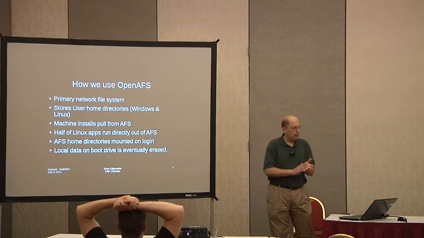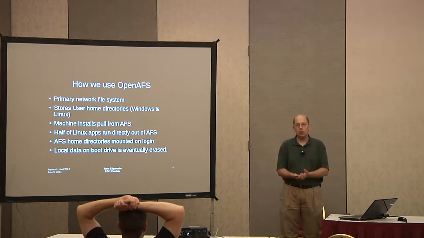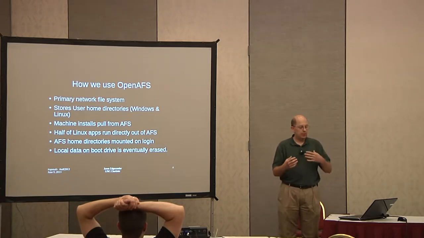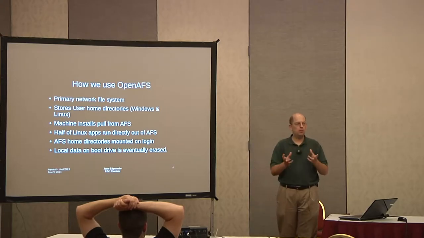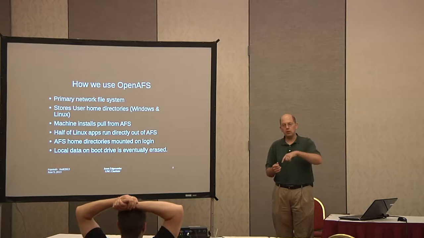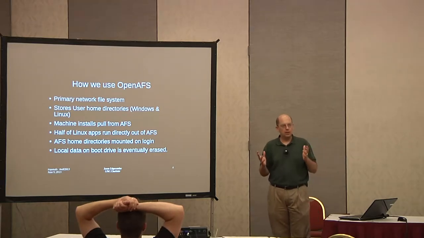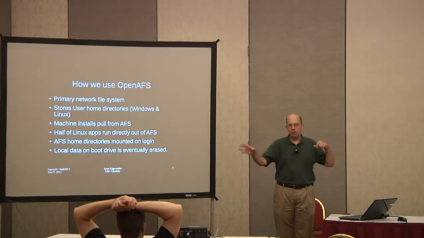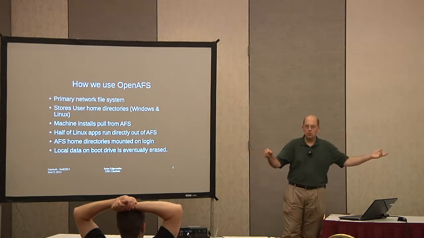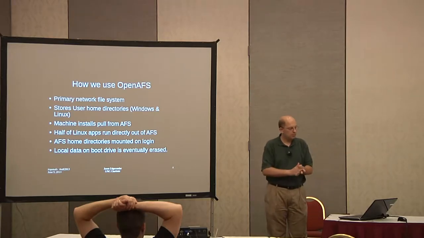So, how we use OpenAFS, it is our primary network file system. We store all of our user data in there, and it is the home directory for both Windows and Linux. So when you log in, your desktop is in OpenAFS, and if you're on Linux and you need a file from Windows, you just go up a couple of folders and back down another one, and it's all there. And if you drop your file on your Windows desktop and, without logging out, you go to another Linux machine or another Windows machine, the file just appears. So it's really nice that way.